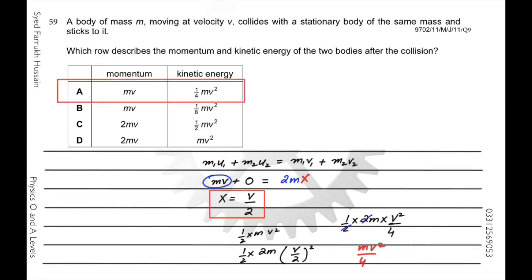mv square upon 4. So option A is correct because initial momentum was mv, final momentum must also be mv because momentum of the system is always conserved whether it's elastic or inelastic collision. Kinetic energy is found to be 1 upon 4 mv square, so option A is correct.